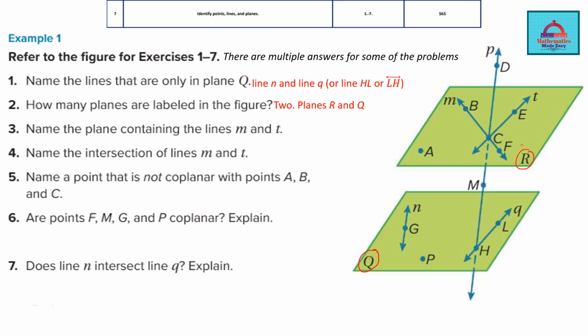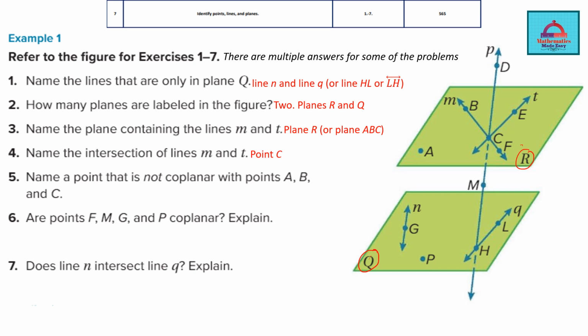Name the plane containing the lines M and T. This is line M, this is line T. So as you can see, they are in the plane R. So plane R, or you can also name it with the points as plane ABC. Name the intersection of lines M and T. This is line M, this is line T. Both meet at the point C. So definitely C is the point of intersection.